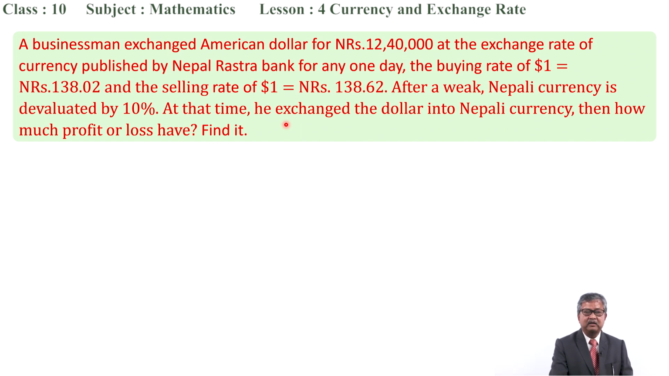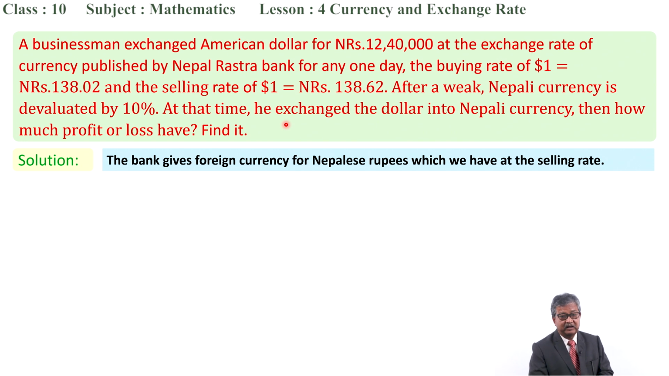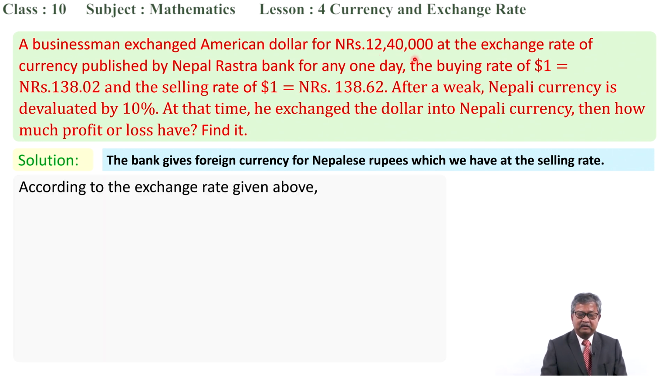Okay. So which rate does the bank use? Selling rate or buying rate? Good. The bank uses the selling rate because the bank sells the dollar, isn't it? So that's why the bank gives foreign currency for Nepalese rupees at the selling rate. So what is the selling rate? The selling rate of $1 is equal to 138.62. According to this rate, he exchanges rupees 12,40,000. So we find how many American dollars for 12,40,000.